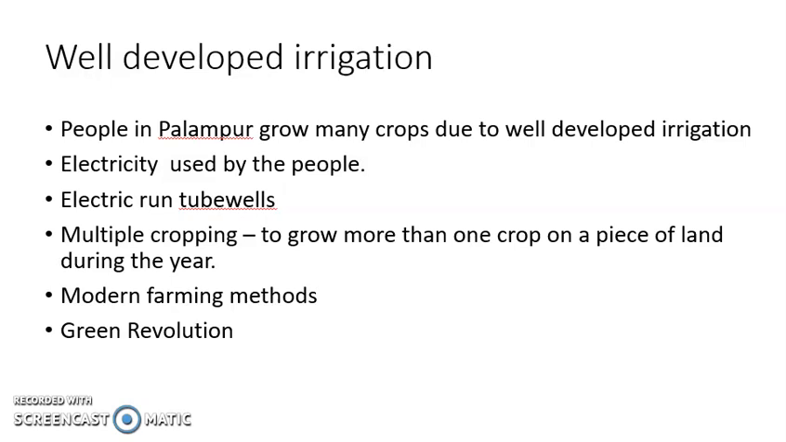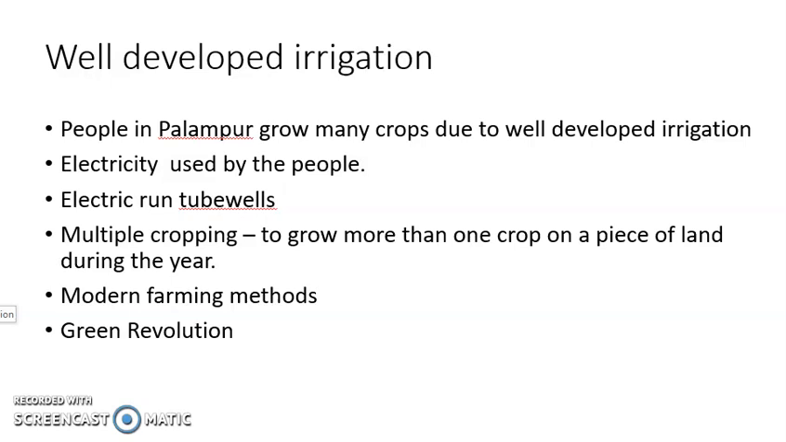Then multiple cropping we can define as growing more than one crop on a piece of land during the year. To grow more than one crop on a piece of land during the year is known as multiple cropping. Next, another method to increase productivity, Palampur people depend upon what is known as modern farming methods. Modern farming methods, as I have told you, the well-developed irrigation system is a part of modern farming methods.